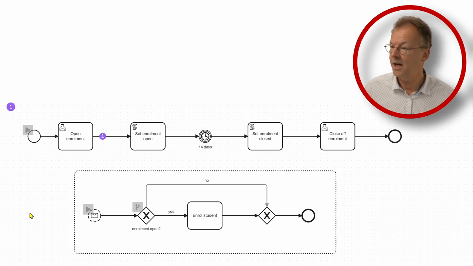This is a manual task, and then there is a script task setting the variable enrollment to open. And then we have a timer here that waits for 14 days. And during that time, when the enrollment is open, we ask for the value of this variable and we can enroll students. We can enroll as many students as we like.